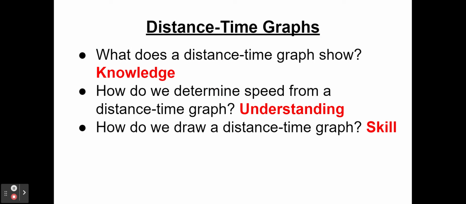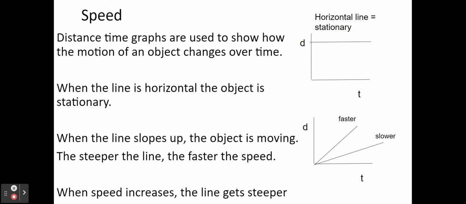So that's speed. The second part of the revision for this topic is distance time graphs. We need to look at what a distance time graph shows, how we determine speed from a distance time graph, and how we draw a distance time graph. Distance time graphs are used to show how the motion of an object changes over a period of time. So if the line is horizontal, the object's distance isn't changing. So for example, if this was 10 meters, it's still 10 meters, it's still 10 meters.